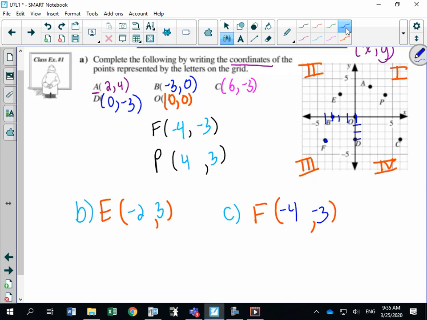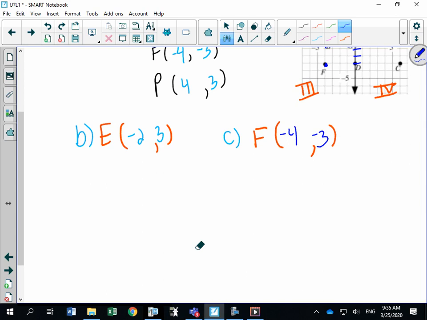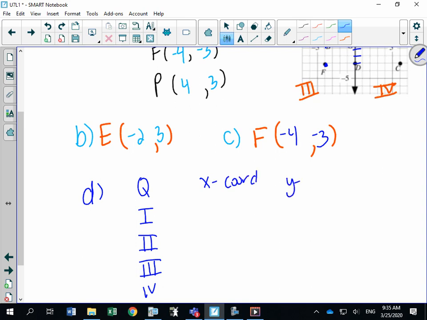D says complete the following table using positive or negative. And you know what? Actually, I'll quickly show you. Might as well do this one. So for D, it has quadrants 1, 2, 3, 4. And then it has the x coordinate and the y coordinate.